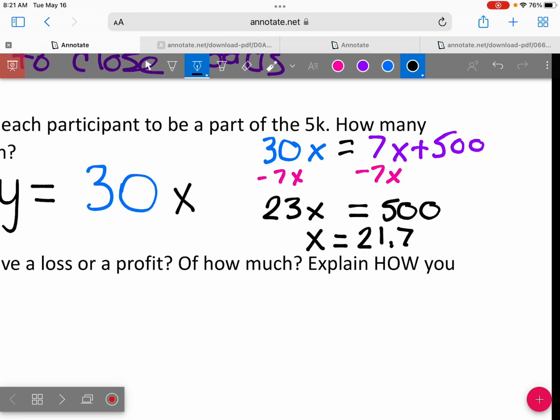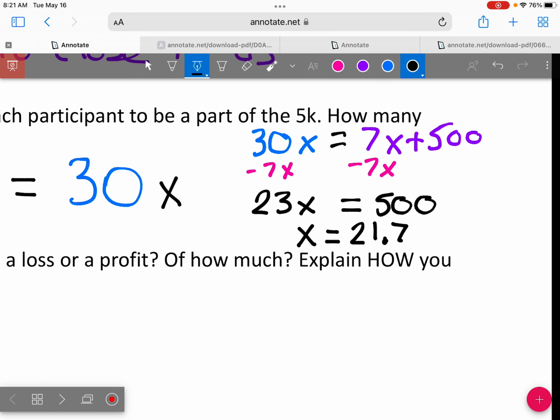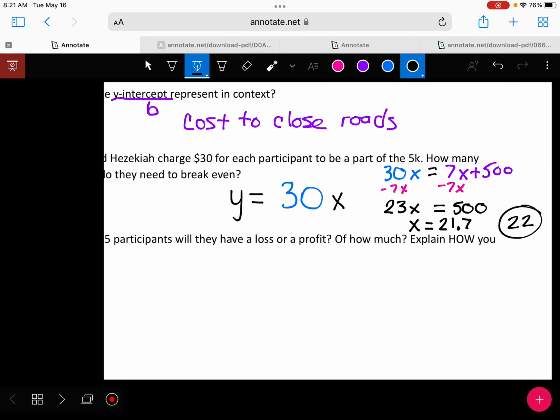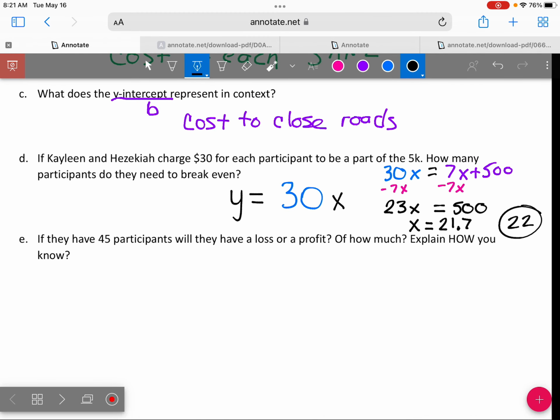So how many people need to run the race in order for them to make up their costs? 22. Whole people, 22 people. Because if 21 people run it, they won't make their costs back. So they need at least 22 people to run this race. It is honestly pretty easy to do for a 5K.